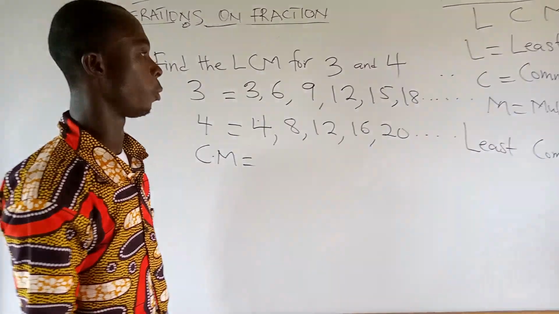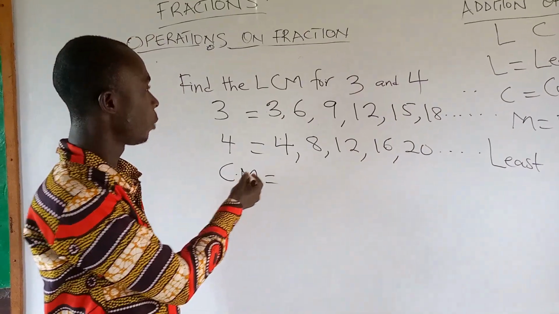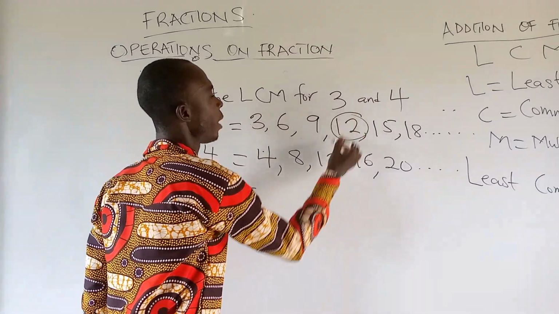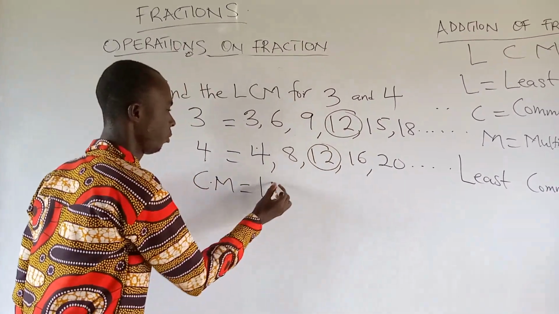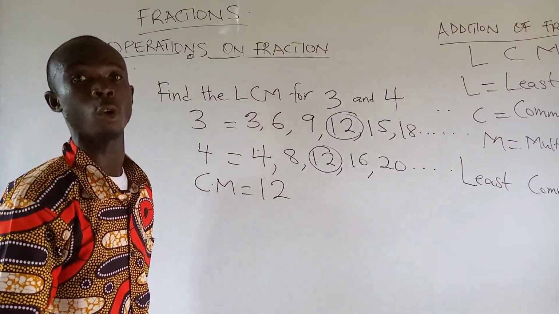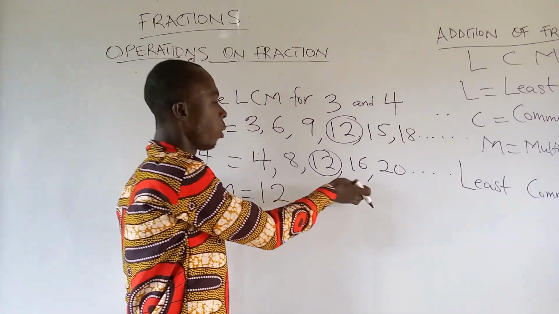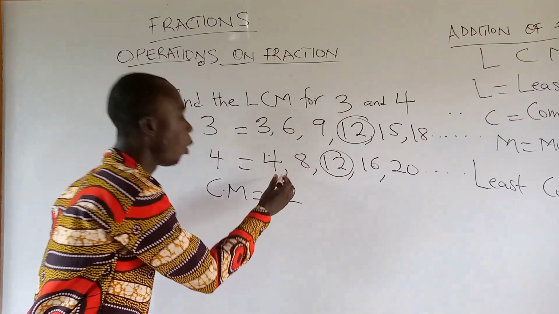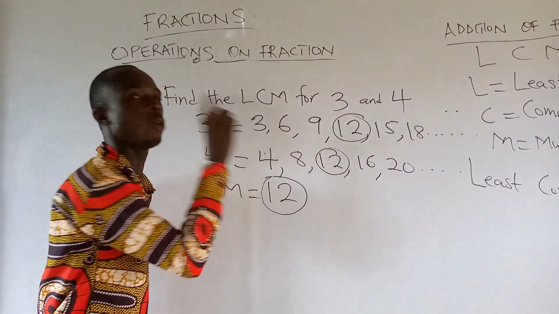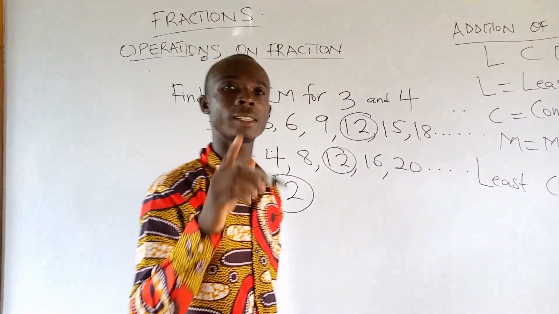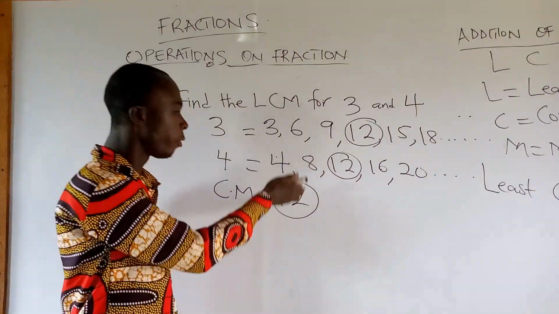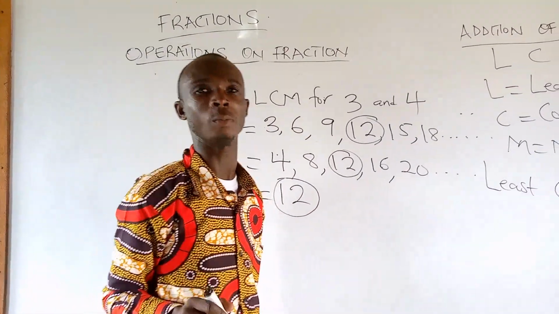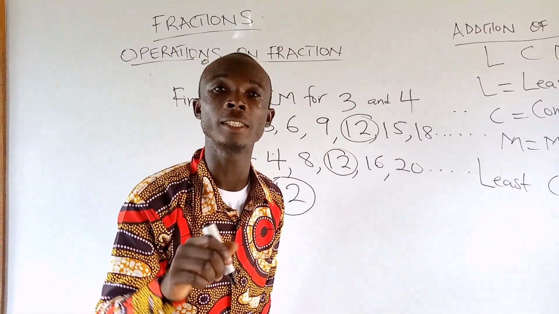Common multiple. And the common multiples for this and this, we are getting the first number as what? 12. The first number as 12. Even though we can get several common multiples for 3 and 4, we are only interested in the first common multiple. Because as I said, always the first common multiple is our least common multiple. That's what we are interested in.